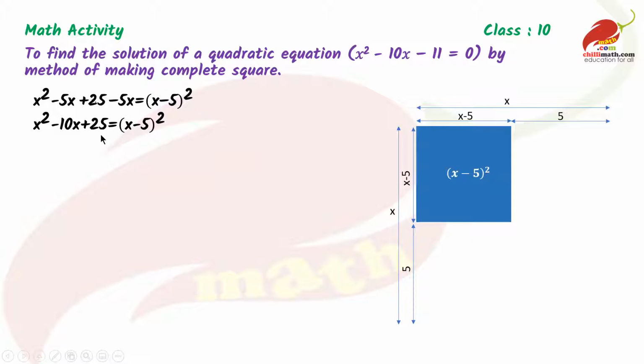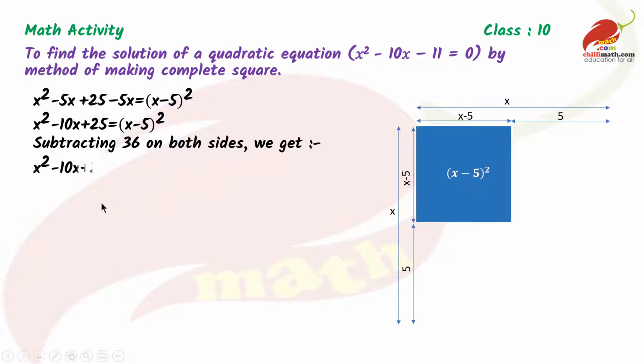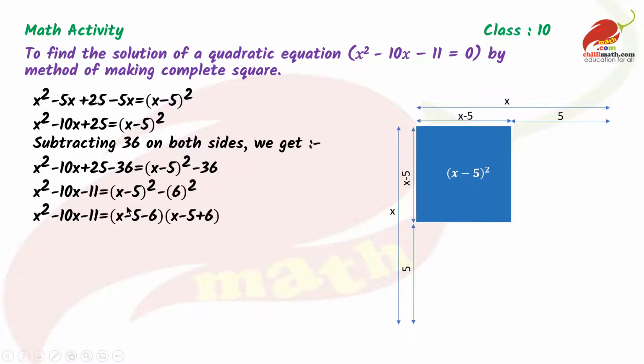So to make this minus 11, we need to subtract 36. Subtracting 36 on both sides, we get x square minus 10x plus 25 minus 36 equal to (x minus 5) whole square minus 36. On solving, we get x square minus 10x minus 11, and on the right hand side we have (x minus 5) whole square minus 6 square. Keeping this equation as it is, here we have used the identity a square minus b square, which is equal to (a minus b) into (a plus b).